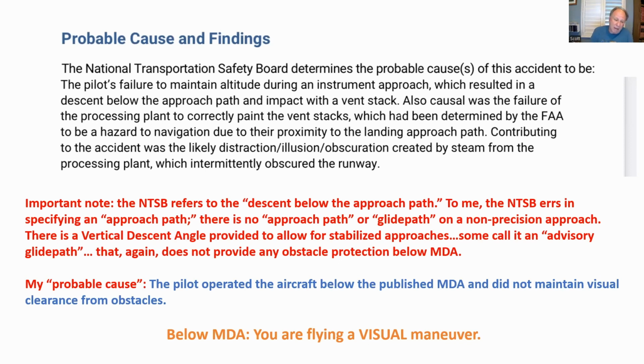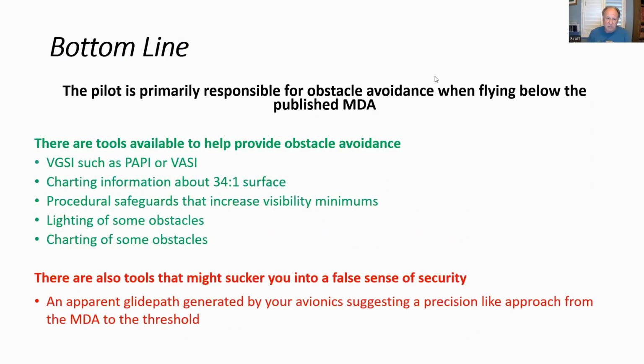So my probable cause of this, based on just looking at what happened here, is the pilot operated the aircraft below the published MDA and did not maintain visual clearance from obstacles. The main thing to remember is below MDA, you are flying a visual maneuver. So the bottom line, the pilot is primarily responsible for obstacle avoidance when flying below the published MDA.